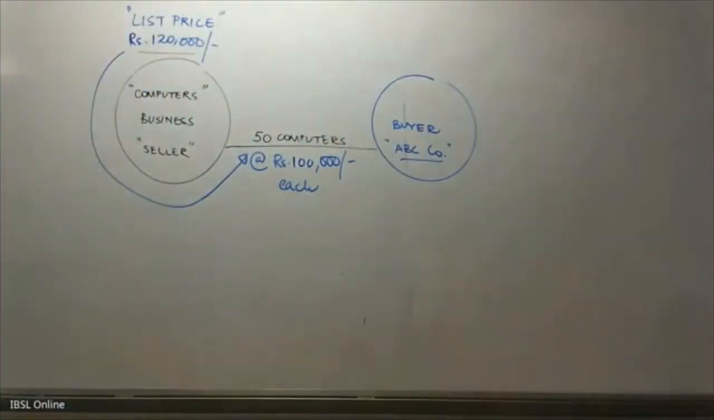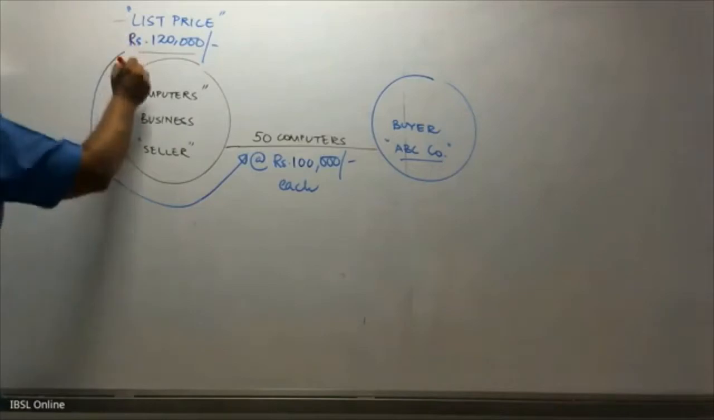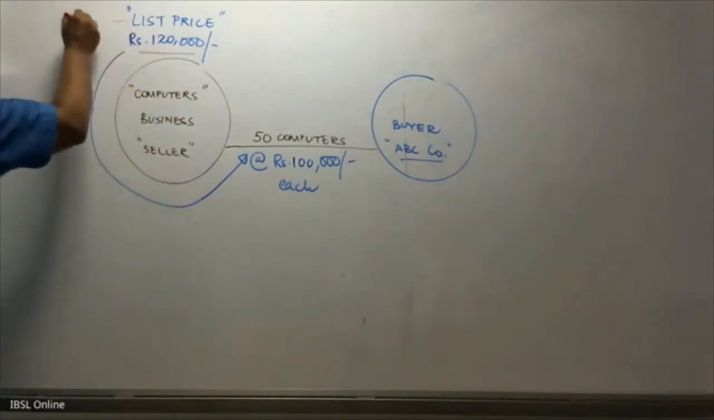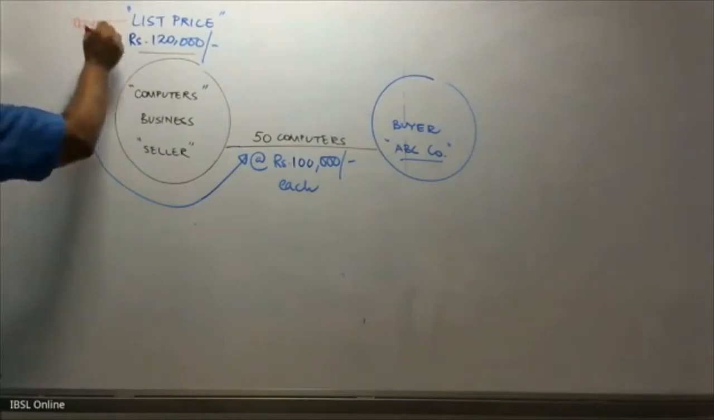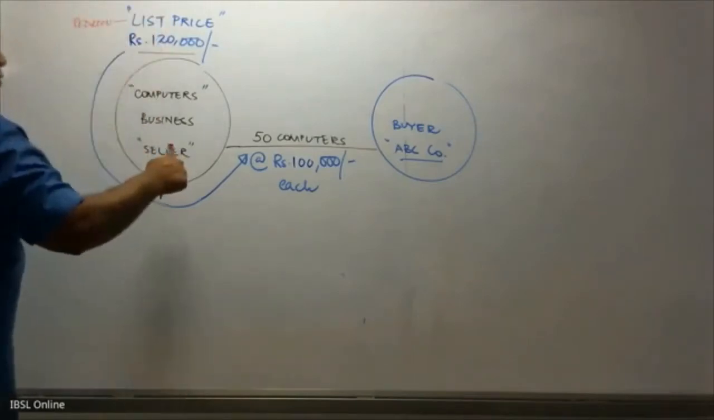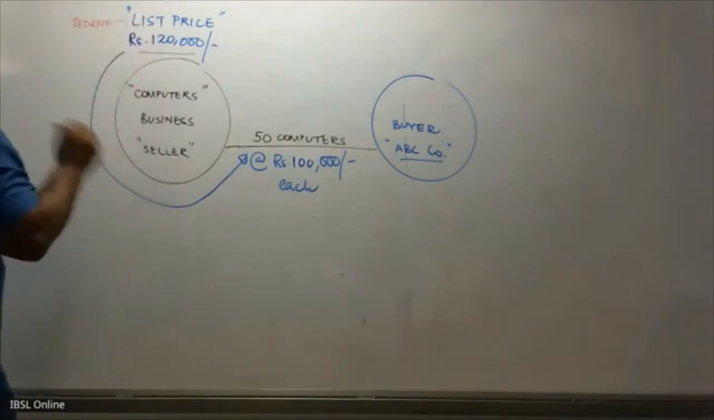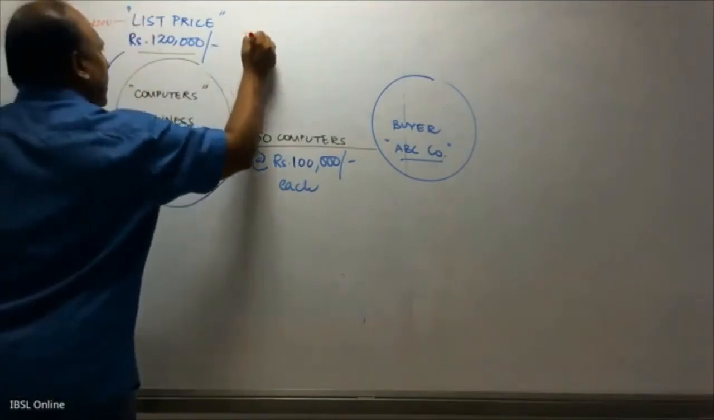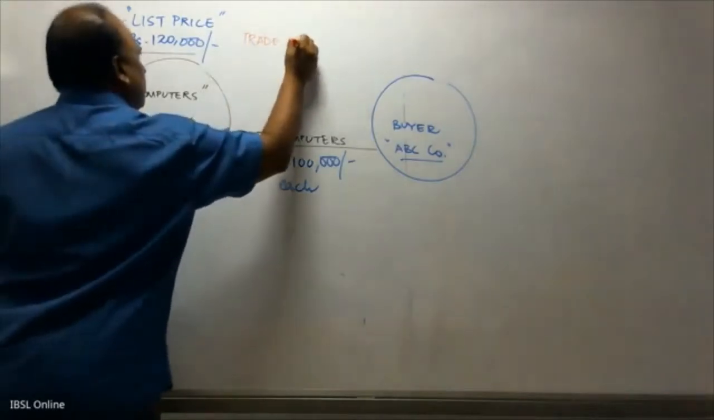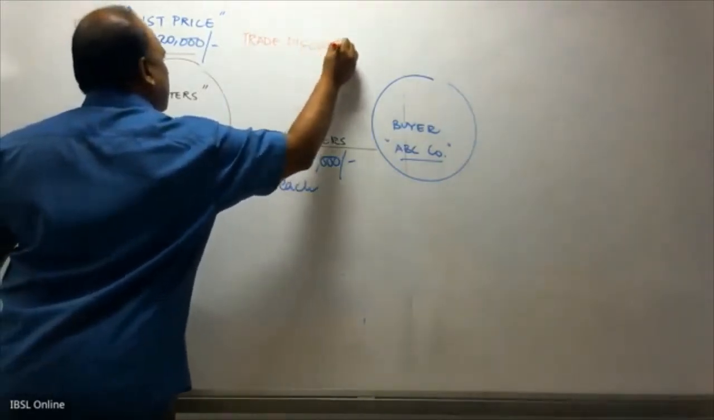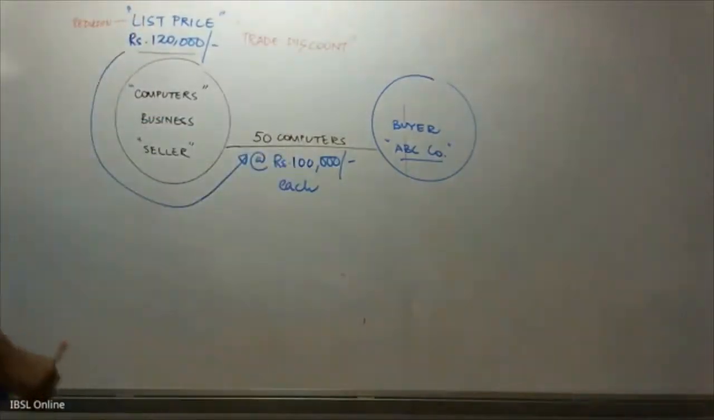So what do you mean by a trade discount? Trade discount is a reduction offered by the seller in the list price. If I give you a discount in the list price, that is known as a trade discount. Now you have understood clearly what a trade discount is.